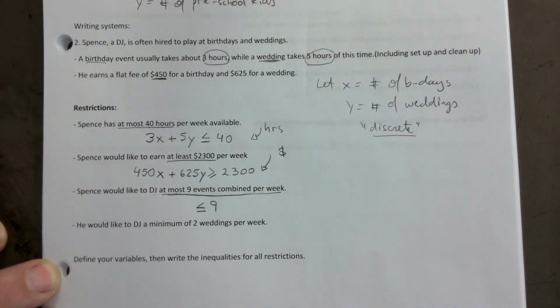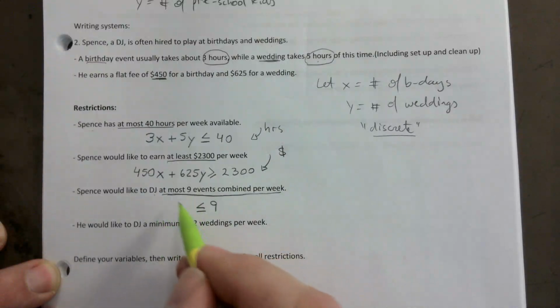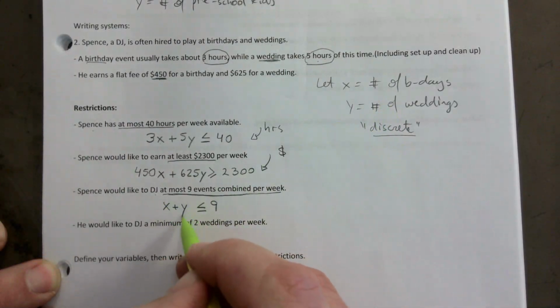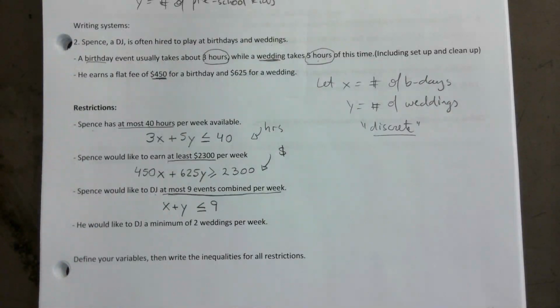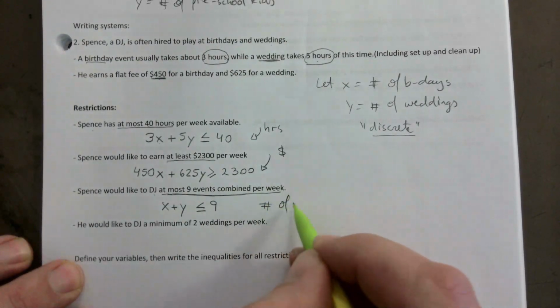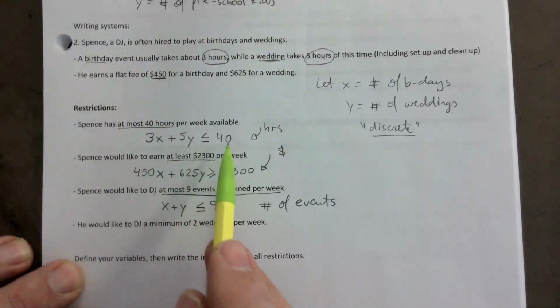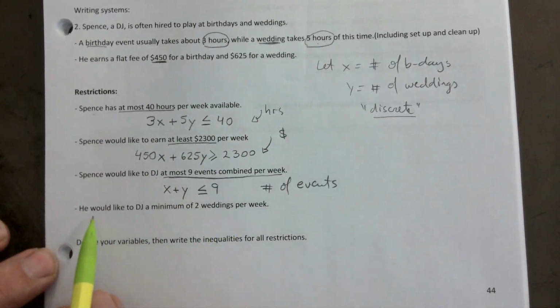If you get this right, you're almost there. What goes on this side? X and Y. Because those are my events. So it's just talking about the events. Okay? Number of events. So this is a restriction on the events. This is on the money. This is on the time. What about this one here?